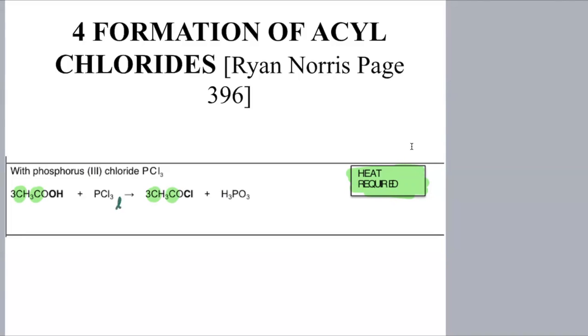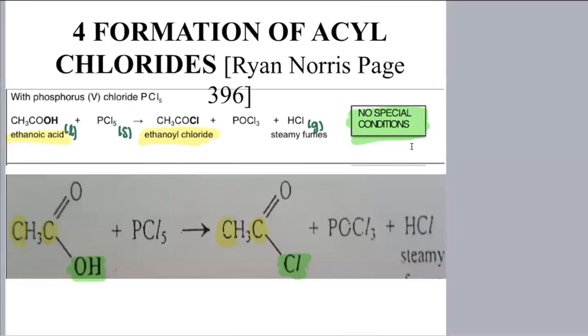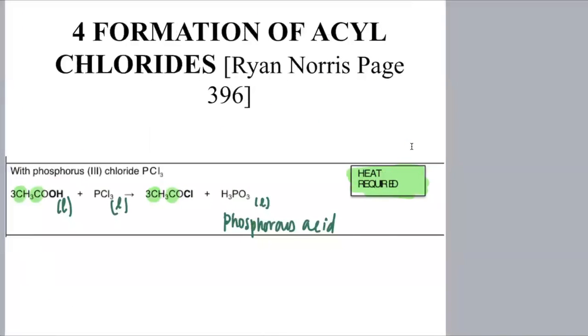PCl3 is a liquid. Ethanoic acid is a liquid. So this will most likely be a liquid as well. So it's a phosphorus acid. Well, I didn't draw the structure, but it will be more or less the same as this as well. The other product that you will form is just H3PO3. You have to remember the equations when asked, and it has to balance as well.